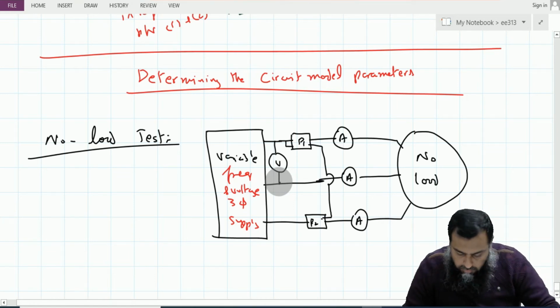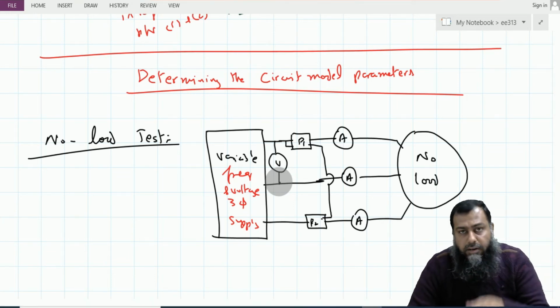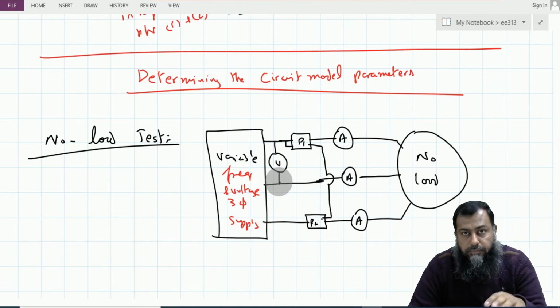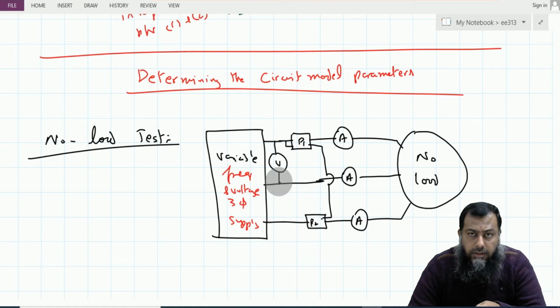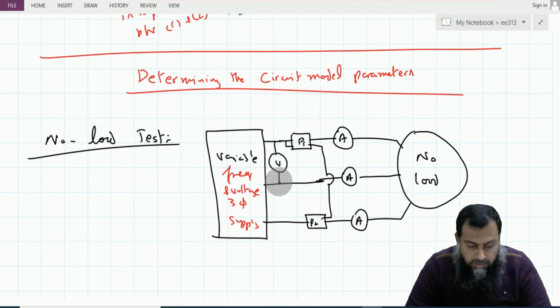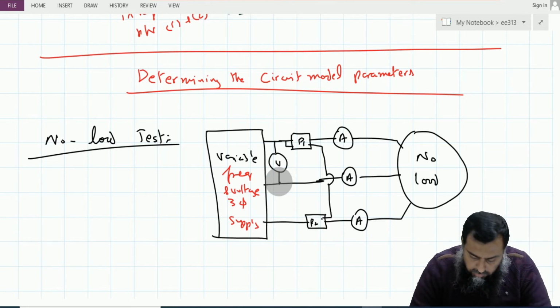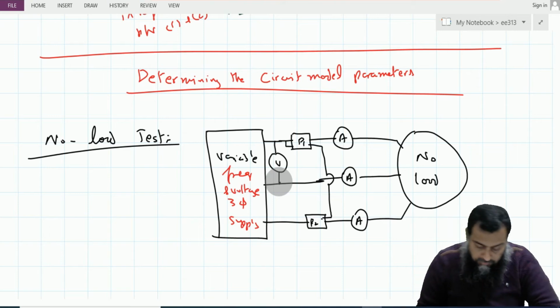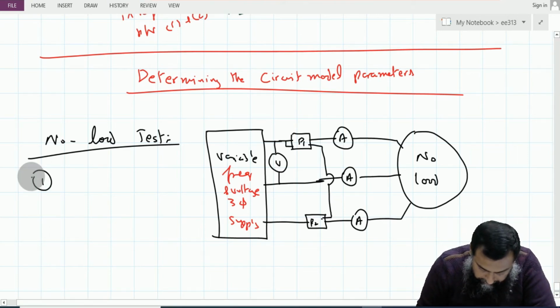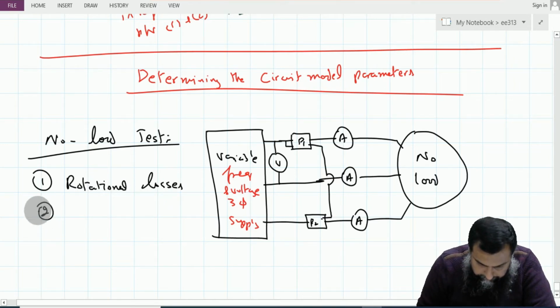With this arrangement, we intend to find out the rotational losses of an induction motor. Rotational losses are those losses which occur because of the friction, the windage, and the stray losses. So we get two types of information from this no load test. The first is the rotational losses, and the second is the magnetization current.